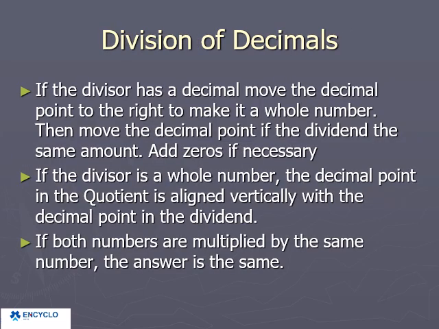To divide decimals, if the divisor is not a whole number, shift the decimal point in both the divisor and dividend to the right until the divisor becomes a whole number. Then, proceed with division. The decimal in the quotient should align appropriately with the dividend.